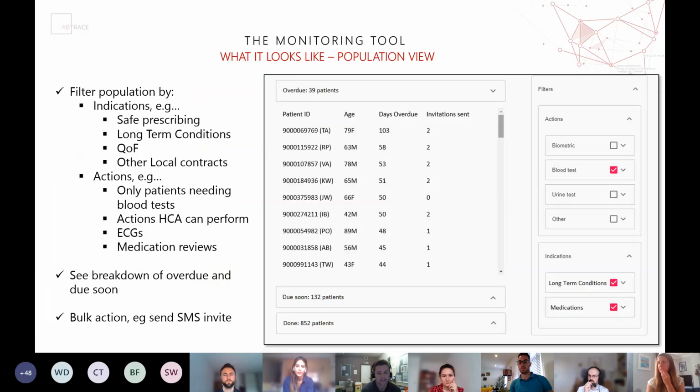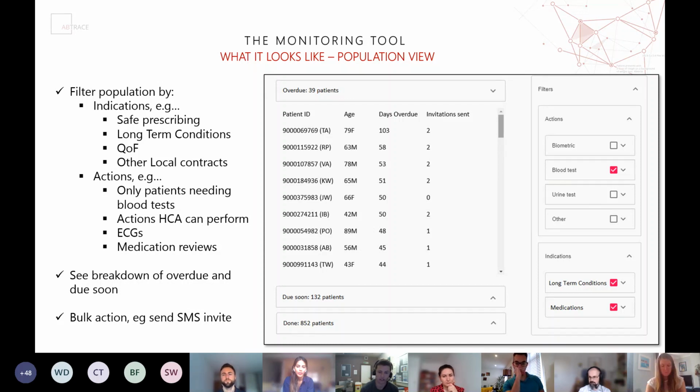Next slide, please. This is the population view. So this is probably going to be used more by managers or clinical leads, or sometimes nurses, whoever does your QOF management or long-term condition management, or perhaps prescribing. And as I was saying, it can show you your whole practice population.